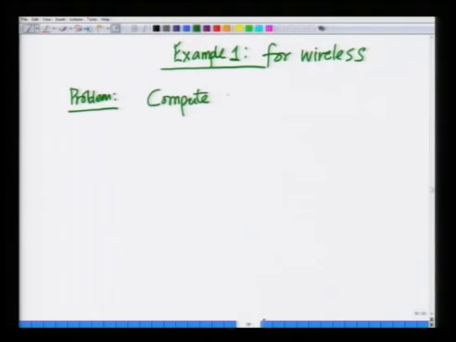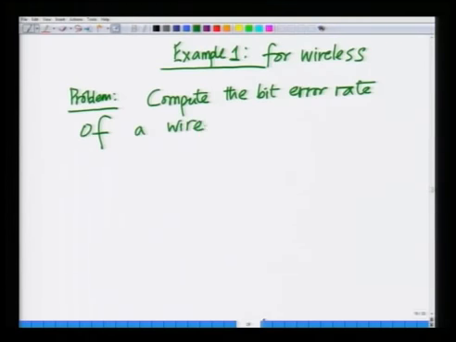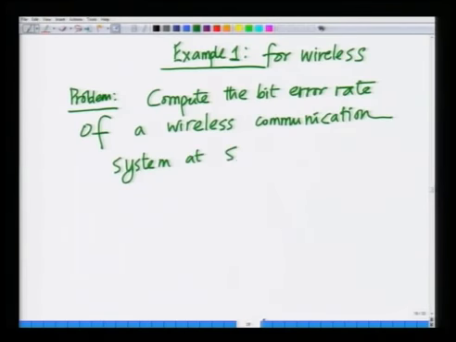Compute the bit error rate of a wireless communication system at SNR equals 20 dB. So, what are we trying to do? We are trying to compute the bit error rate of a wireless communication system at an SNR of 20 dB.